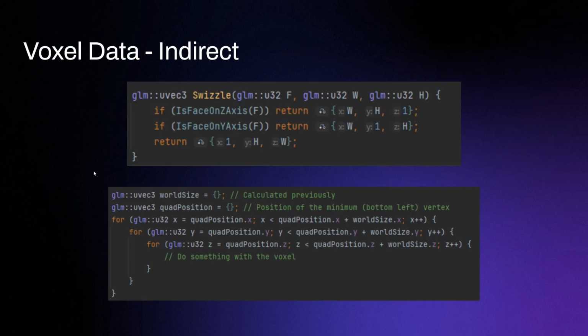This is how you iterate over all the voxels inside a quad. So this will return the size of the quad in 3D space, where F is just the face, which I've got as an enum, and then I've got the width and height being passed in. And then you can use a triple nested for loop to iterate over that and do something with it, for example, pushing the type to the voxel stack.